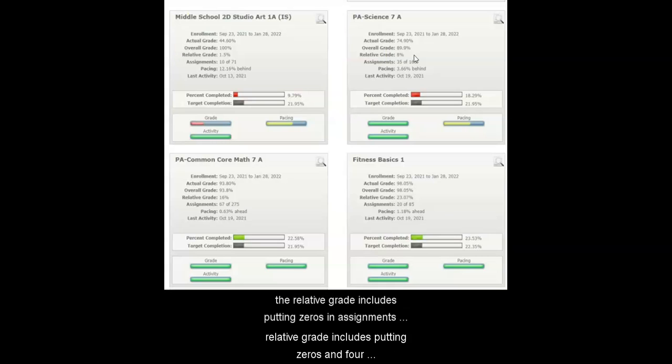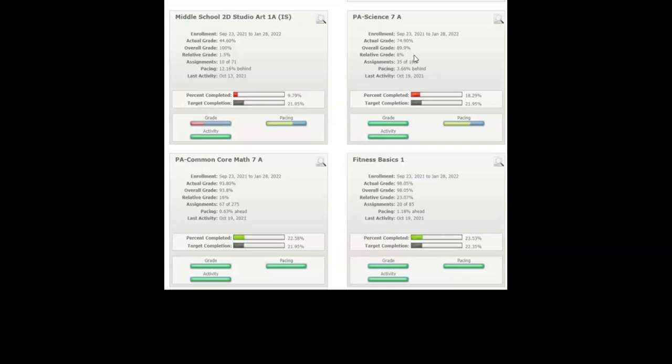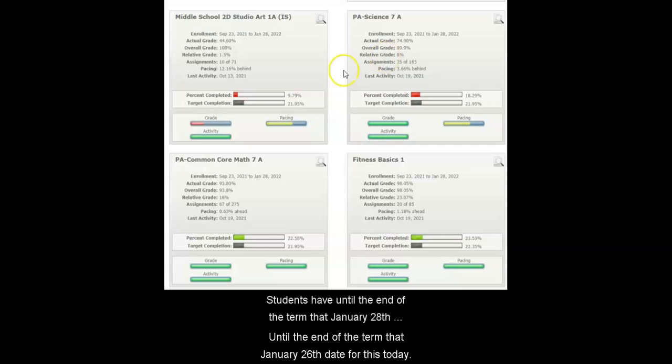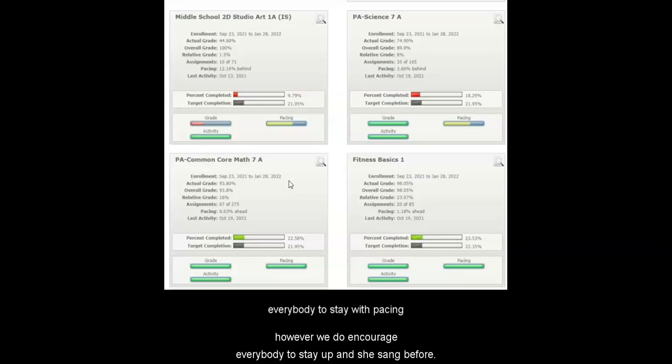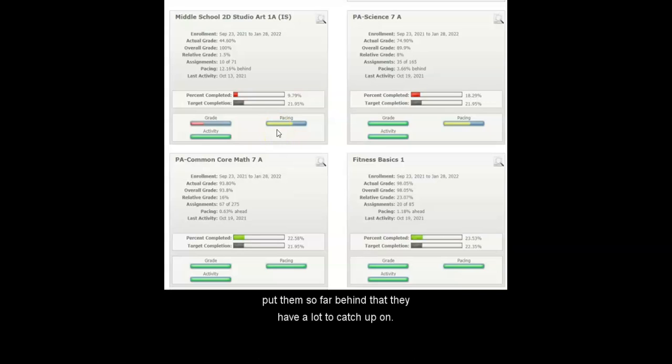It's important to remember that the relative grade includes putting zeros in for assignments that have not yet been assigned according to pacing yet. Students have until the end of the term, that January 28th date for this student, in order to turn in their assignments. However, we do encourage everybody to stay up in pacing before it does put them so far behind that they have a lot to catch up in the end.